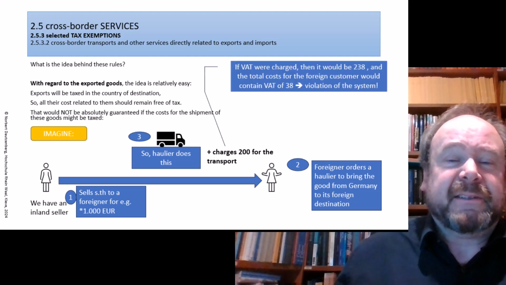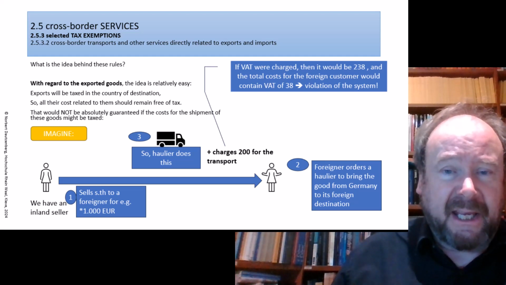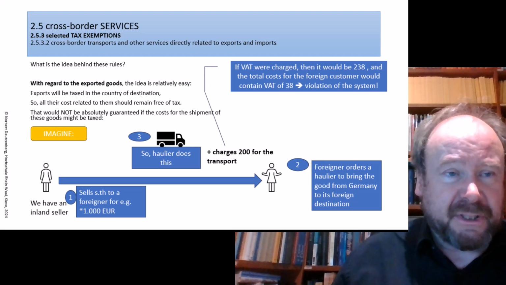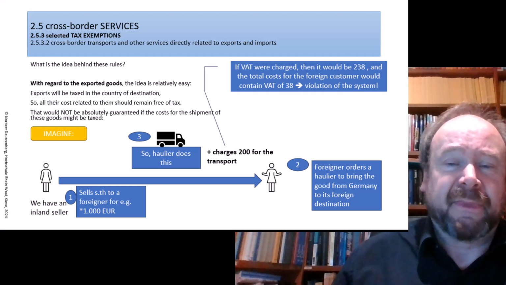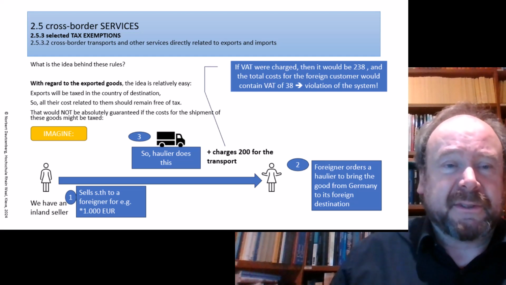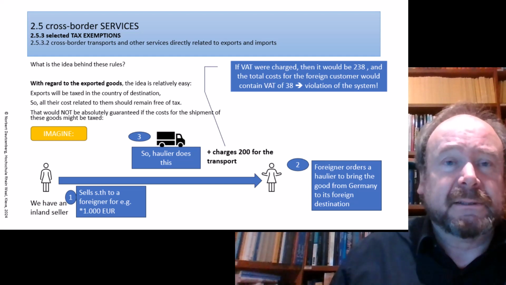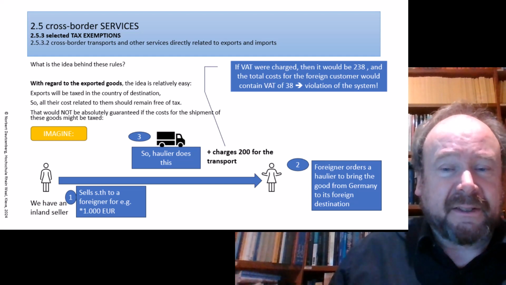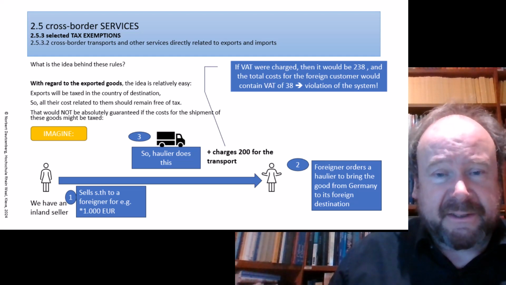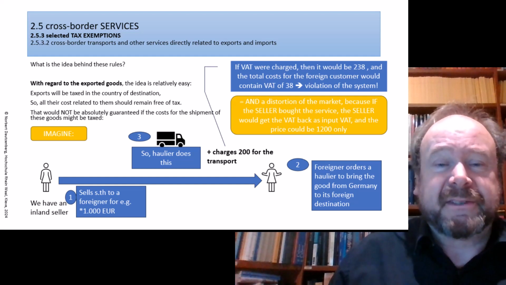So if VAT were charged on the cost of the transport, it would be 38 euro. And so the foreigner would buy the goods with a 1,200 euro net price plus 38 VAT in the costs of acquisition of the foreigner, and that would be a violation of the basic ideas of the system. Exports should be completely free of VAT in the price and in all cost elements.